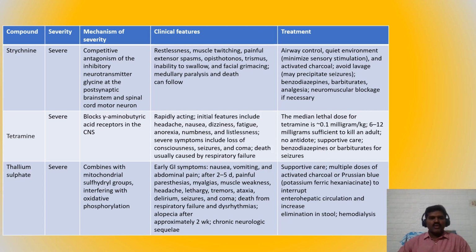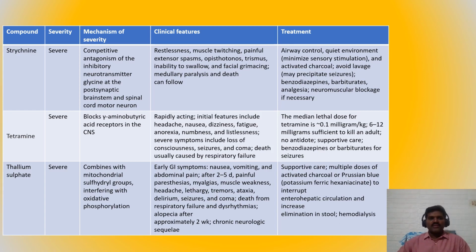Tetramine, toxicity manifestation severe. It acts by blocking the gamma aminobutyric acid receptors in the CNS. It is a rapidly acting compound. As soon as the patient consumes the compound, there will be headache, nausea, dizziness, fatigue, anorexia, numbness, listlessness. Loss of consciousness can occur, then seizures, coma, and death will ensue. Median lethal dose of tetramine is 0.1 milligrams per kg. 6 to 12 milligrams is sufficient to kill an adult. There is no antidote, only supportive care. Benzodiazepines or barbiturates may be used for seizures.